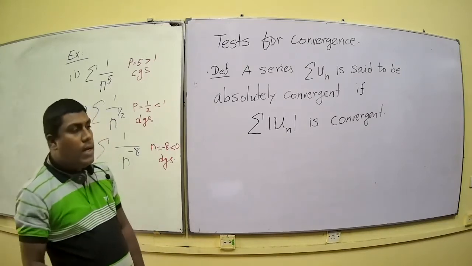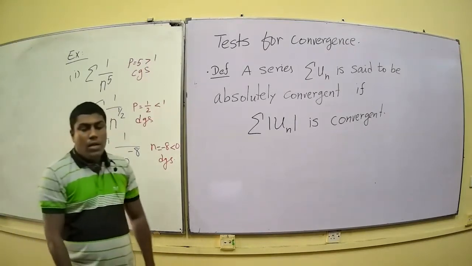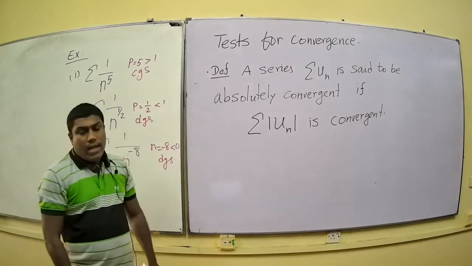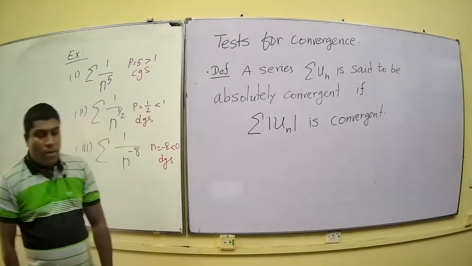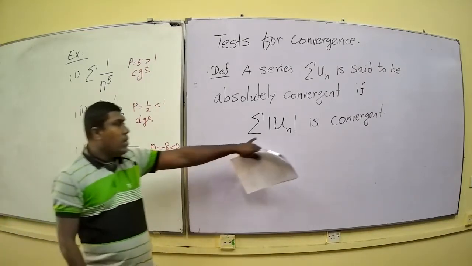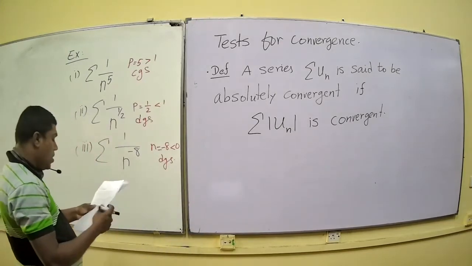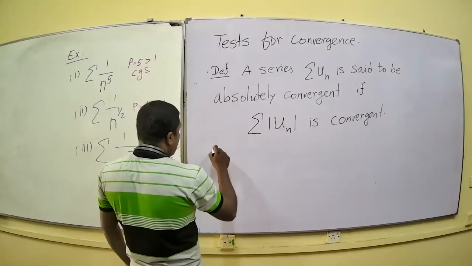So in general, whenever you say convergent, you know that the partial sum is converging. Whenever it is absolutely convergent, it is slightly different. A series is considered absolutely convergent if the summation of absolute values is convergent. So here is the first test.